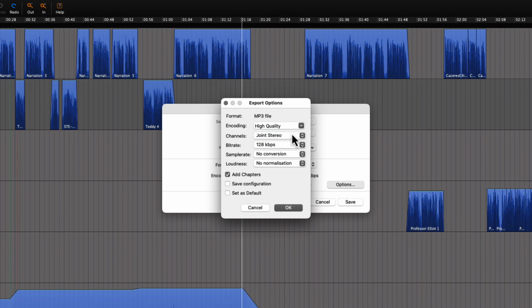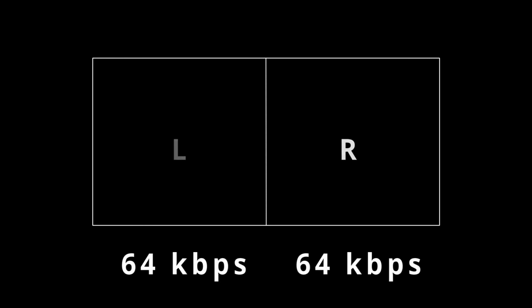Let's say we have 128,000 bits to play with. If we use them on a mono file, then we can use all the power, so to speak, on one channel. If we choose stereo, then we suddenly have two channels, but we still only have 128 kilobits. So the quality of the single channels are divided by two.